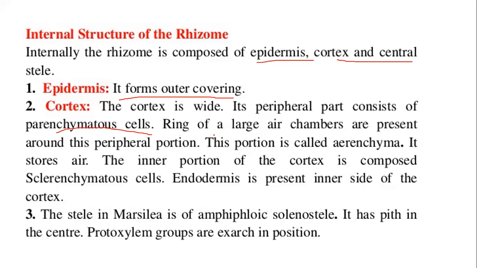And in these parenchymatous cells, we can see the presence of a large number of air chambers. This is referred to as aerenchyma, which is a characteristic feature of hydrophytes, which stores the air. Okay, these are called the parenchymatous cells, or the tissue which has these air chambers storing the air, that we call the aerenchymatous tissue. Now, the inner portion of the cortex is composed of sclerenchymatous cells, and the endodermis is present on the inner side of the cortex.